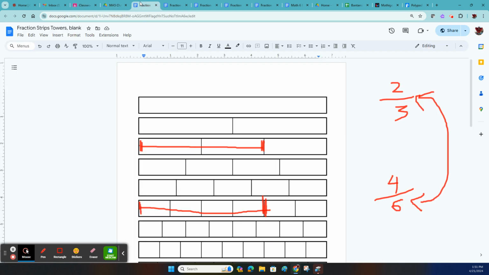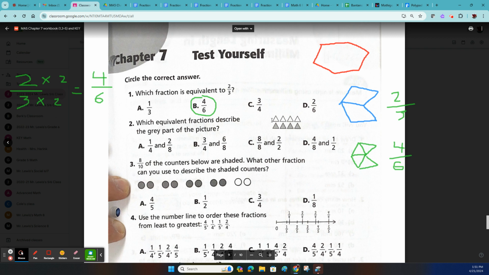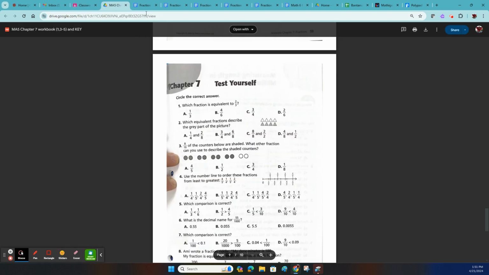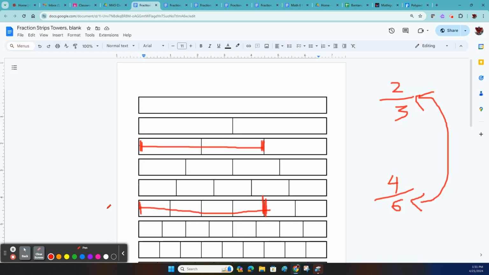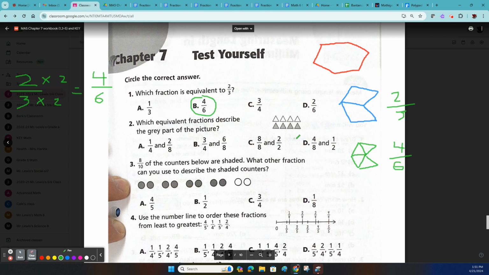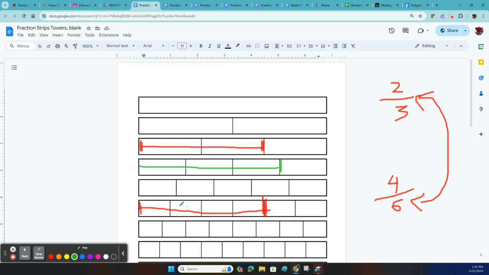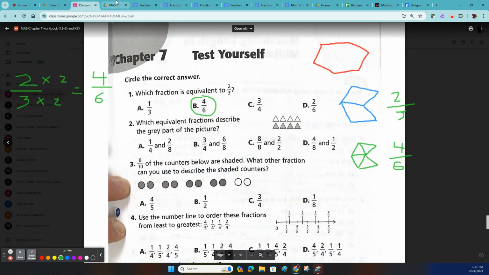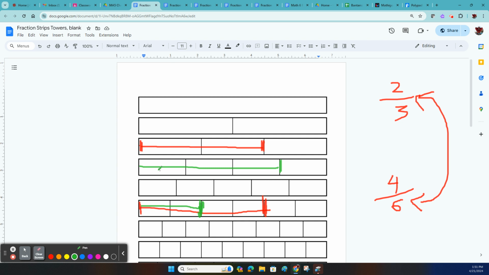And what I like about this fraction strip tower, we can also see that the other answers are actually wrong, right? Because 3/4 is to here. 3/4. Not even, not equivalent. Okay. What else do they have there? 2/6. Okay, so 2/6 would have just been to here. That's got to be wrong, not equivalent. Same thing with 1/3. 1/3 is just from here to here. Okay, so a pretty cool visual. But again, any of those strategies will work for you.